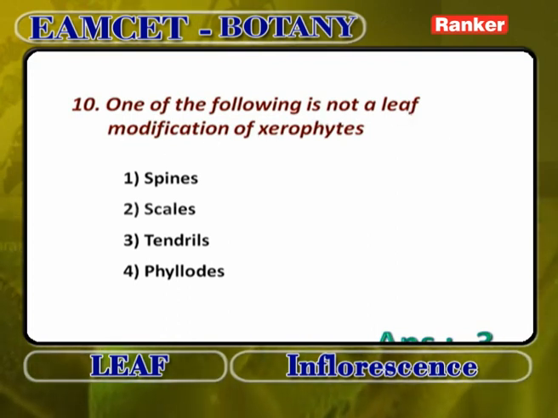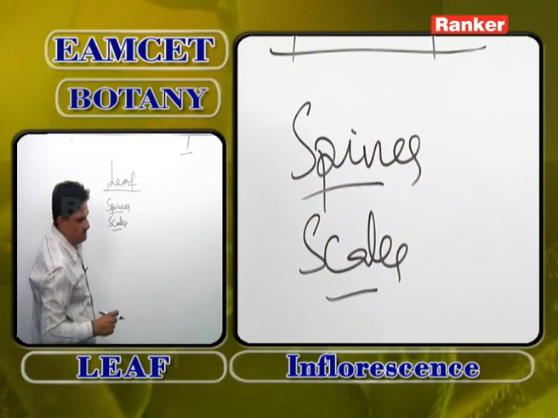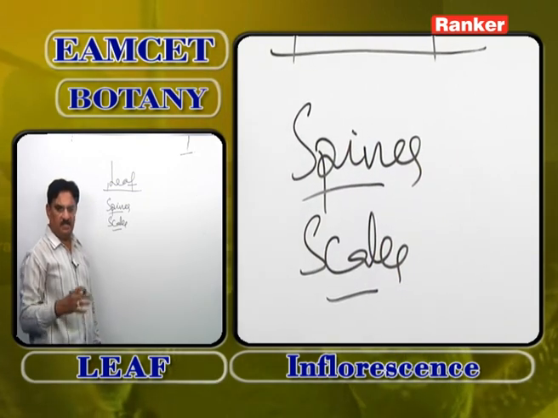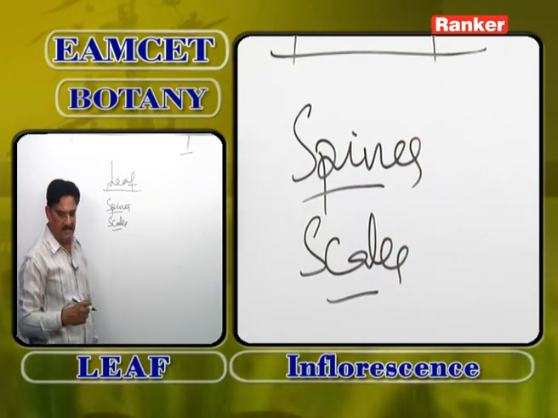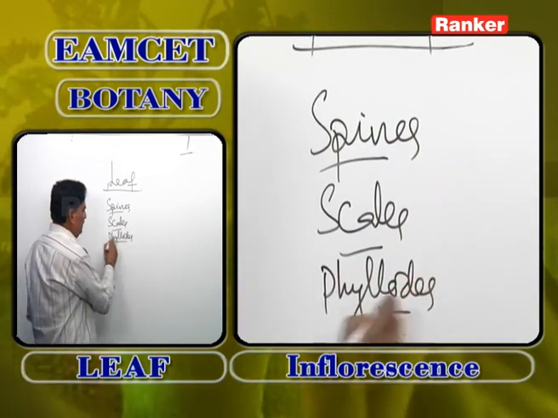Spines are leaf modifications that reduce the rate of transpiration. Scales are leaf modifications that reduce the rate of transpiration and also protect the apical and axillary buds. Phyllodes are modifications of any part of the leaf except the leaf lamina.